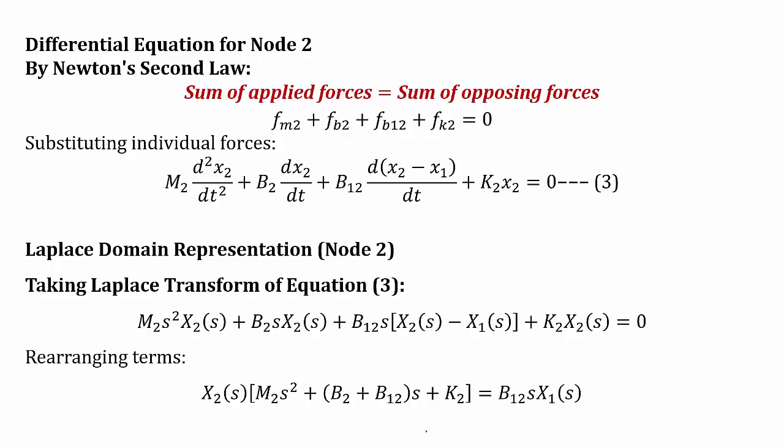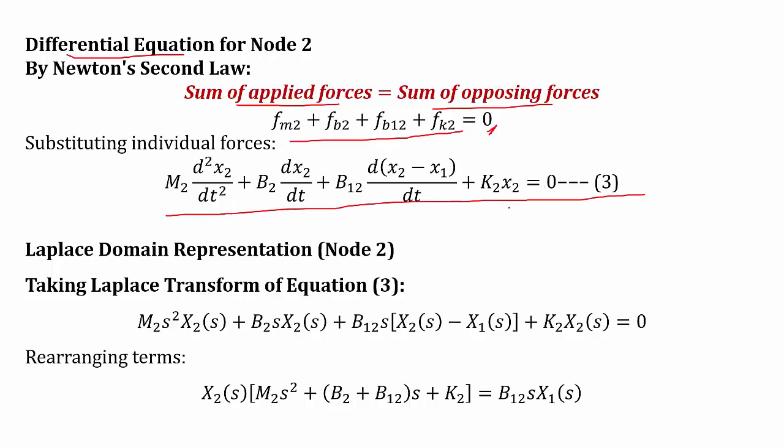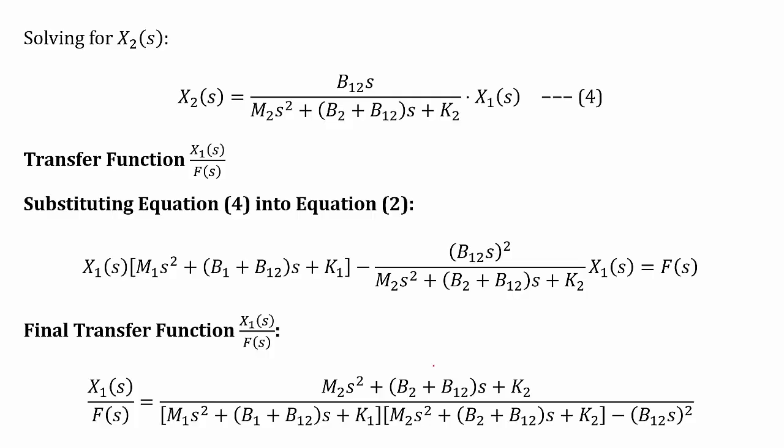Based on that, we can write the equations. Then, with respect to Newton's second law of motion, we are going to write the differential equation. That is, sum of applied forces is equal to sum of opposing forces. Here we are not having any applied force, so we mention it as 0. Now we substitute all the equations which we have done earlier and find equation number 3. In the same way we take the Laplace transform, and write the equation with respect to x2 of s and x1 of s. Now we are going to find x1 of s divided by f of s.